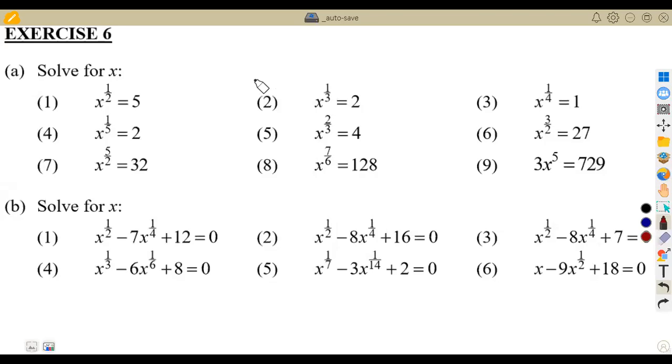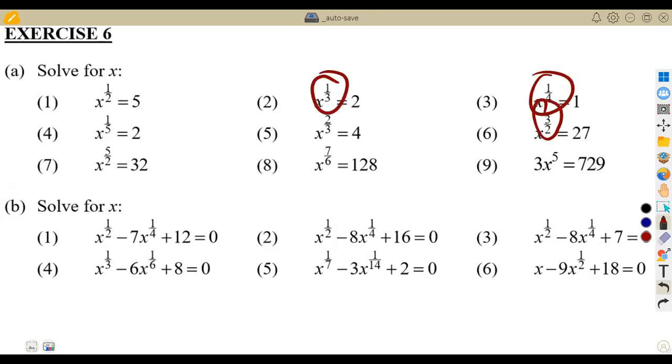Guys, we are still on our exponential equations. But this time, you might wonder what type of an exponential equation we are now having. What is it that is happening? Why are we having fractions this time?